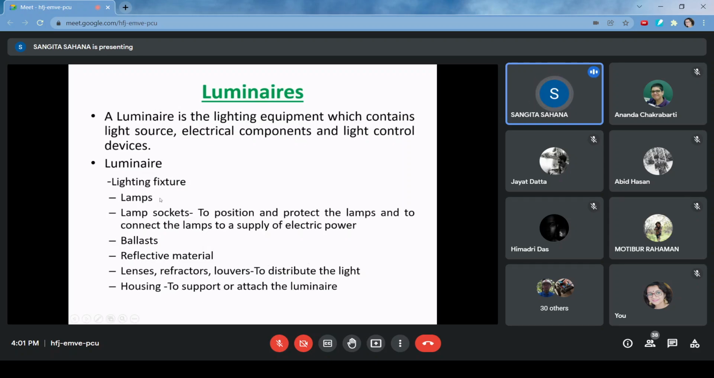It contains the lamp socket to hold the lamp, the ballast, which is required for the discharge lamps, some kind of reflective material to control the light rays in different directions, then lens, refractor, louver to distribute the light as per our requirement, and housing to support and attach the luminaire.